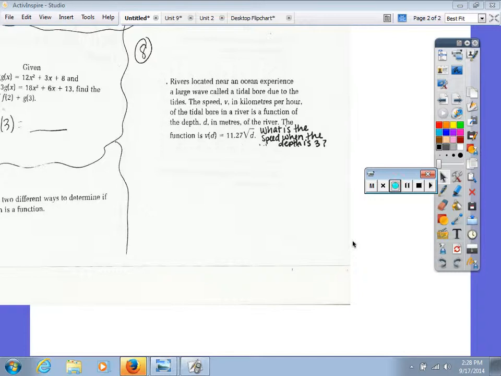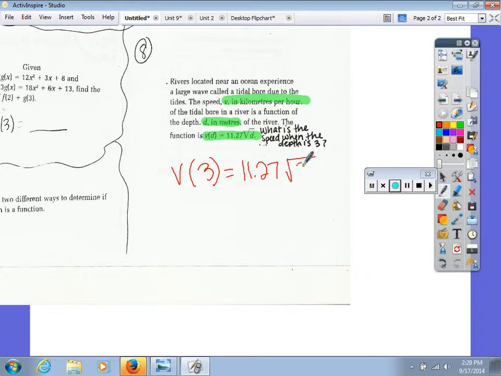So what do we need to go ahead and highlight? Good. Highlight your units. And what else do we highlight? The equation. Now, what is my question asking for? What is the speed when the depth is 3? How can I figure that out? Good. You're just substituting in 3 for D, correct? So V of 3 equals 11.27 times the square root of 3. Go ahead, put that in your calculators, round it, and give me an answer.